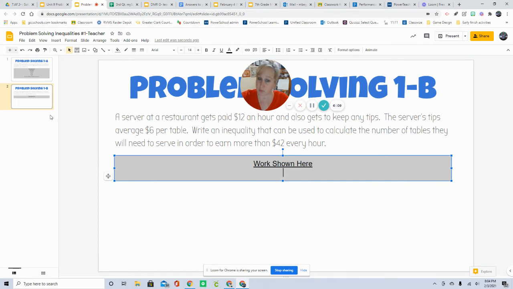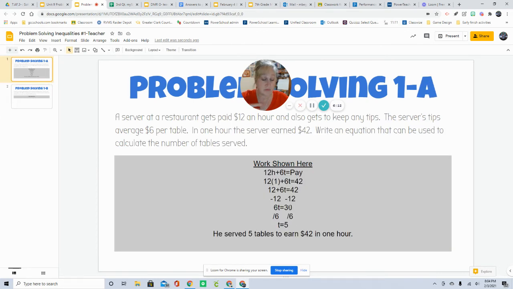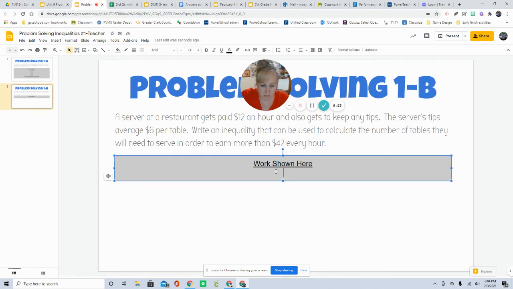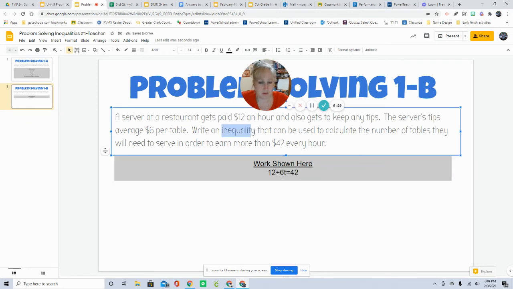So we've already written an equation. So if it equals $42, this is my equation right here, because it's 1 hour, okay? So I'm going to press Control C, come over here and paste it right here, because it's the same equation. But here's the difference. Inequality means not equal to necessarily. It's not always equal. So the number of tables they will need to serve in order to earn more than $42 an hour. So this server needs to make sure that he makes more than $42 per hour.